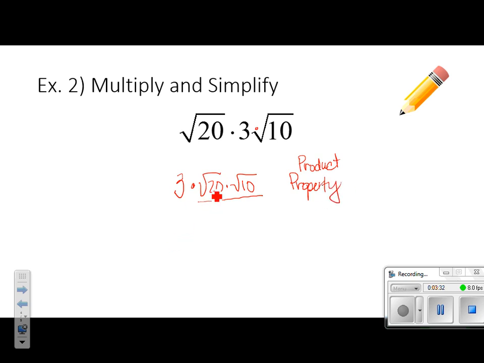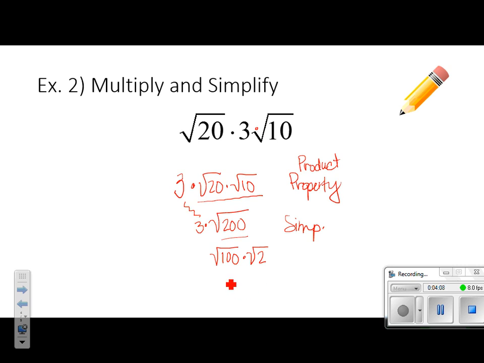I'm going to take 20 times 10, which is 200. I'm going to bring down the 3 as a multiplier. Remember, it's being multiplied. There's no adding and subtracting here because we do not see any addition signs or subtraction signs. So the operation is multiplication. Now we're going to simplify the square root of 200. The square root of 200 would be the square root of 100 times the square root of 2.